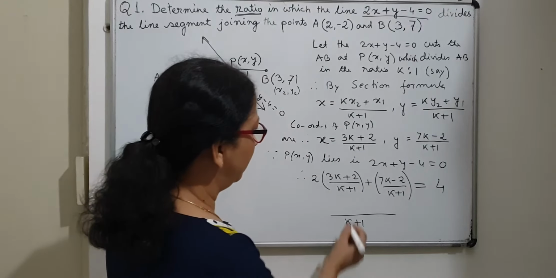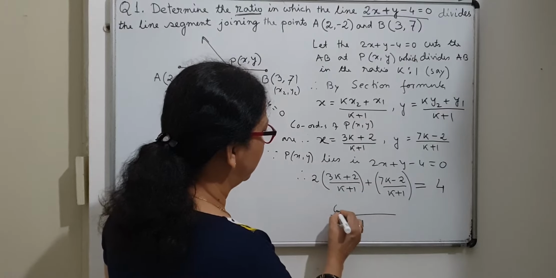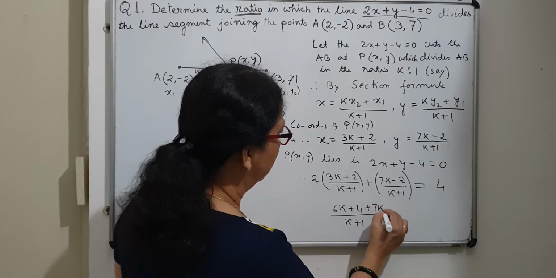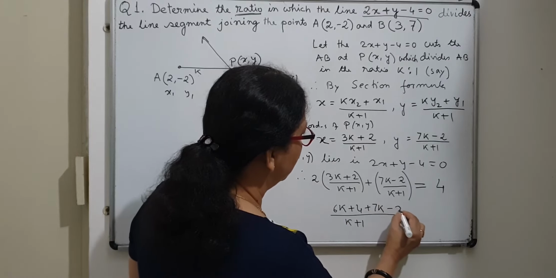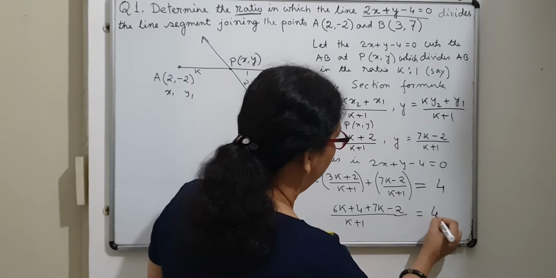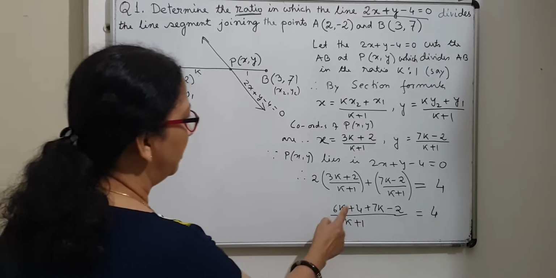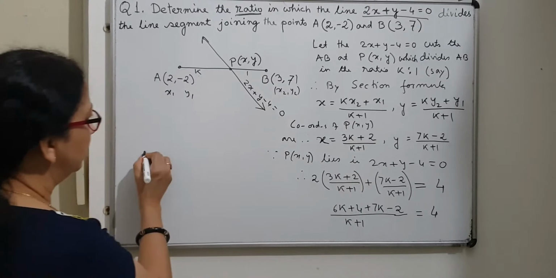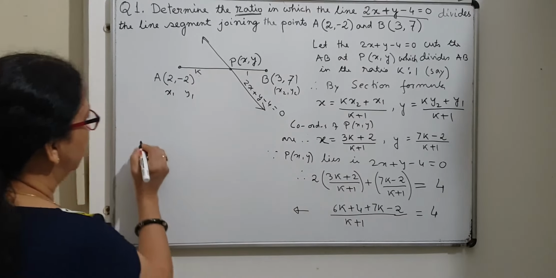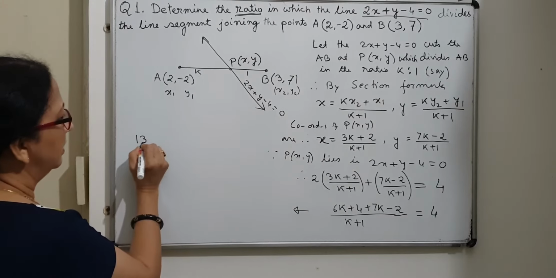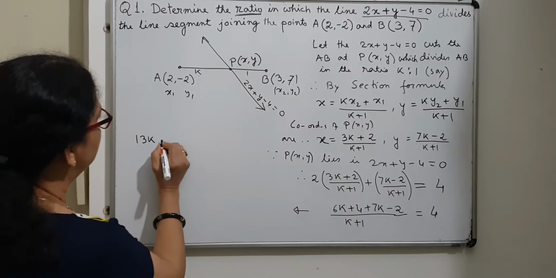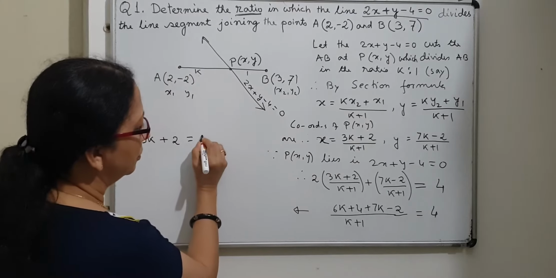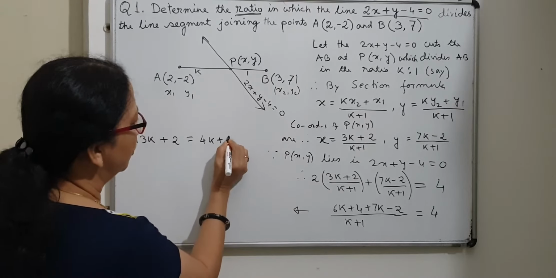So what can I do now? I simplify. So 2 into this is just 6k plus 4 plus 7k minus 2 is equal to 4. Okay, now let us simplify. 6 plus 7 is how much? 13. Will come in this way. So it is 13k plus 2 and now cross multiply is equal to 4k plus 4 on cross multiply.